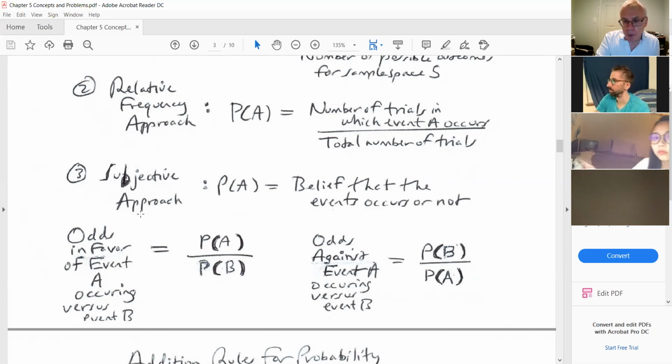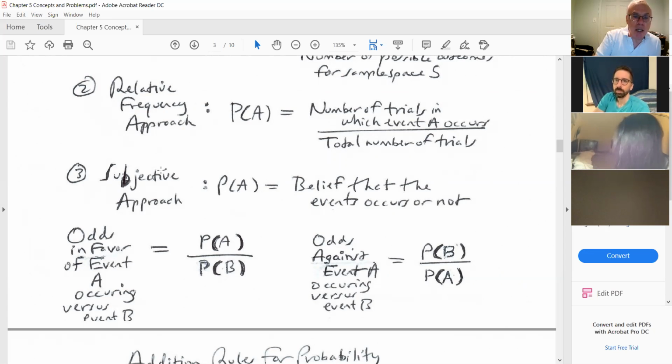They use odds. Now, there are two types of odds. They don't really go into it very deeply in the book, but they do talk about odds. Odds in favor of something occurring. Let's say we have two events, A or B. Let's say two teams are playing each other. We want to know what are the odds that A wins versus B wins.